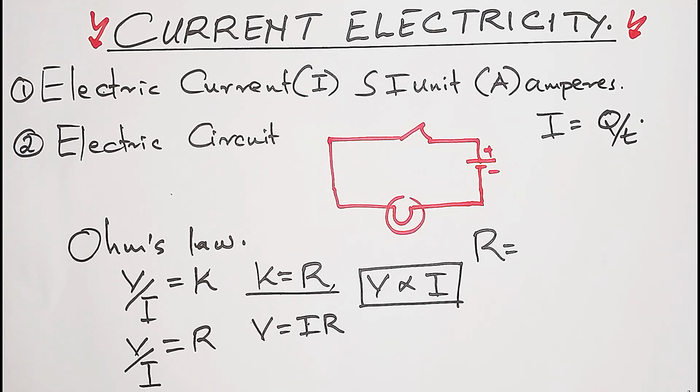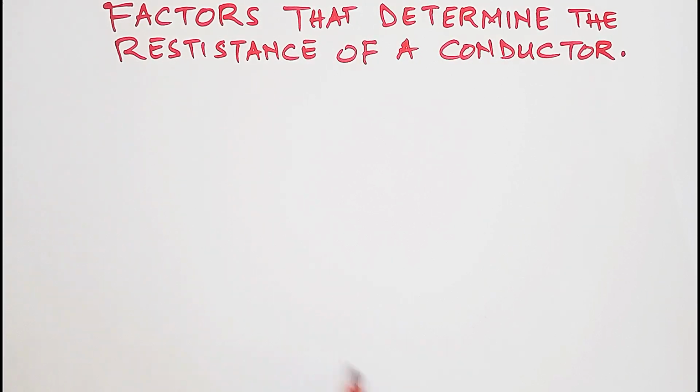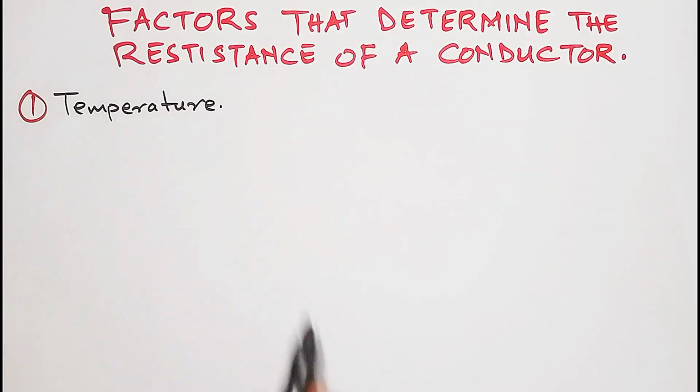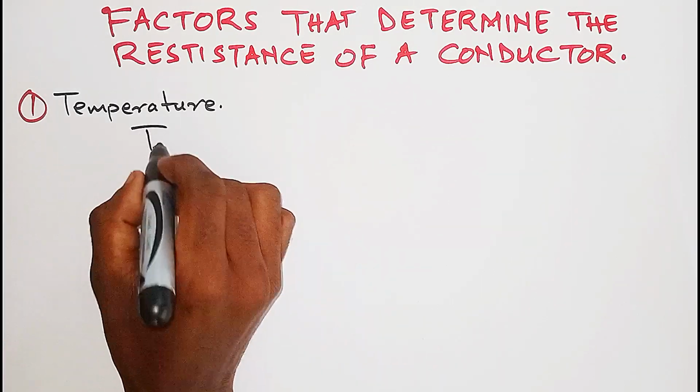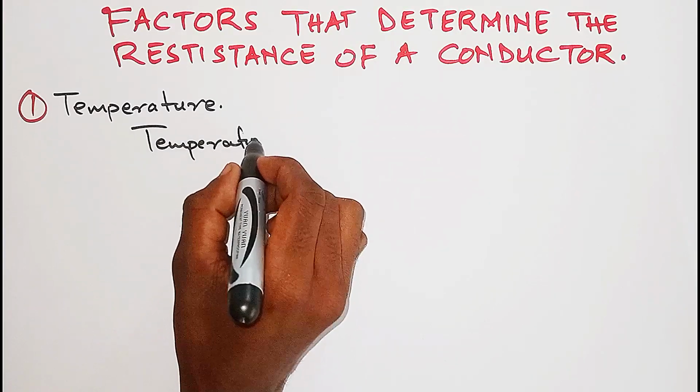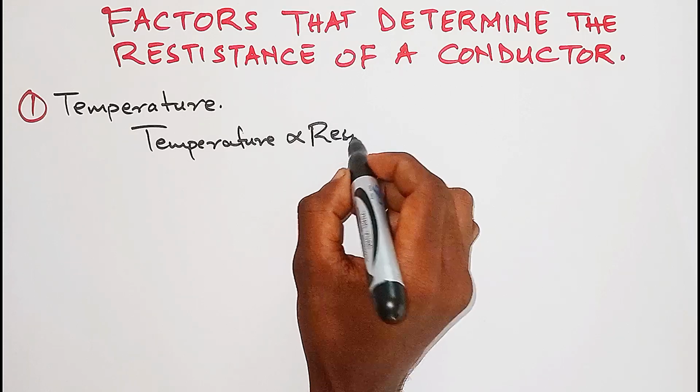So now let's get ready to look at the factors that determine the resistance of a conductor. We have 4 factors which determine the resistance of a conductor. The first factor is temperature. The relationship between the temperature and the resistance of a conductor in a circuit is that the increase of temperature results in the increase of resistance. This is because the increase of temperature always increases the movement of particles and electrons in the conductor. Hence, this alters the flow of current across the conductor. Therefore, it can simply be stated that temperature is directly proportional to resistance.